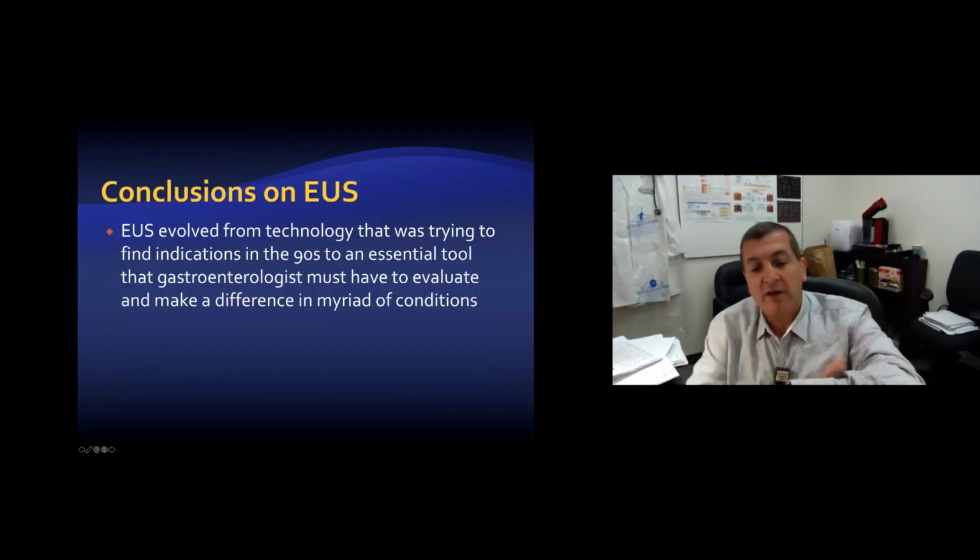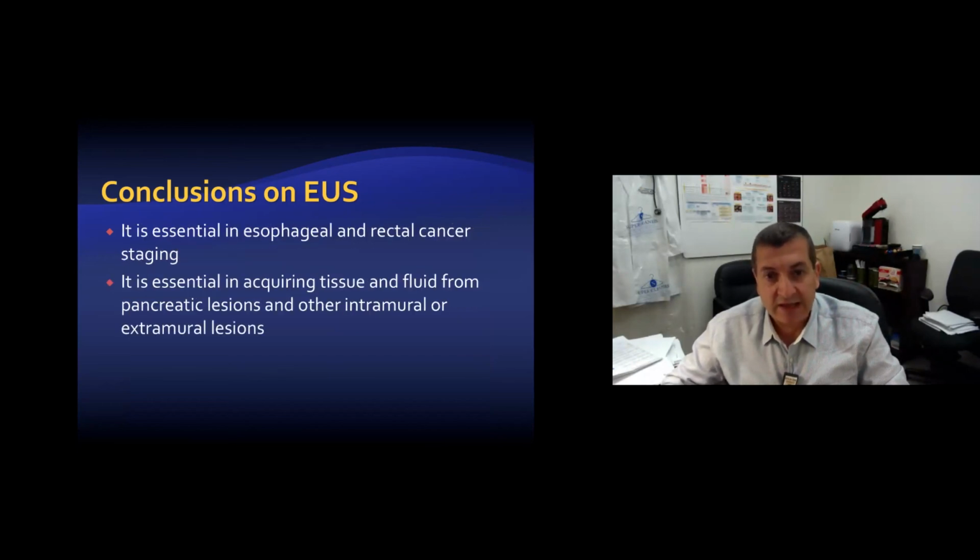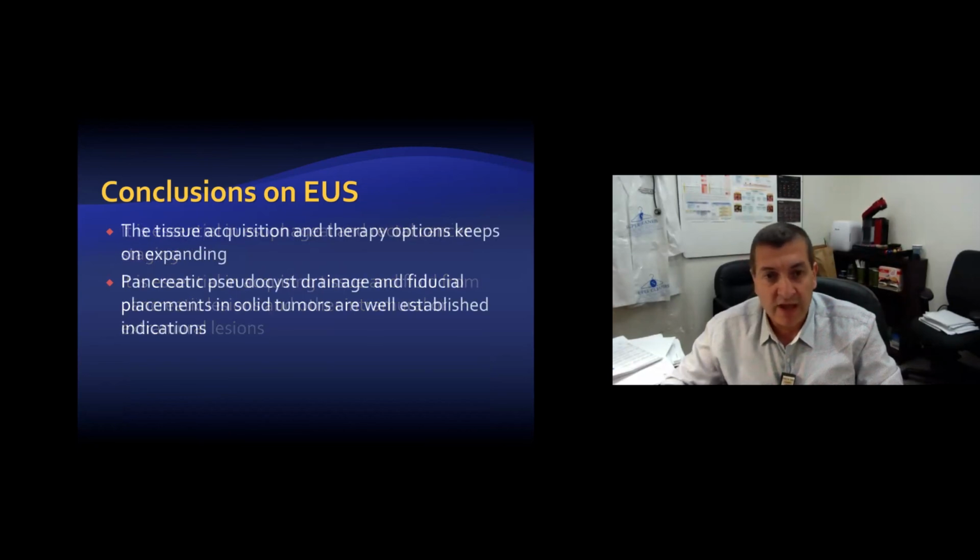So now, just to be on time, I'm going to go to the conclusions on EUS. It evolved from a technology that was trying to find indications to become an essential tool in the gastroenterologist's practice, to make a difference in myriads of conditions. It is essential in esophageal and rectal cancer staging. It is essential in acquiring tissue and fluid from pancreatic lesions and other intramural and extramural lesions.